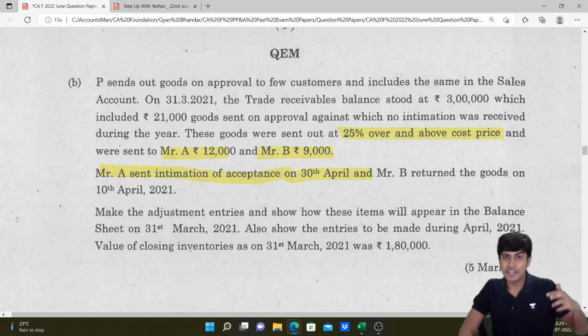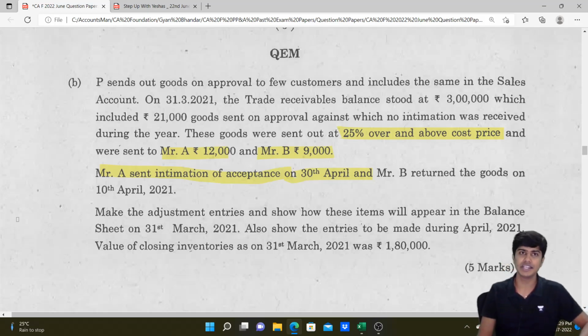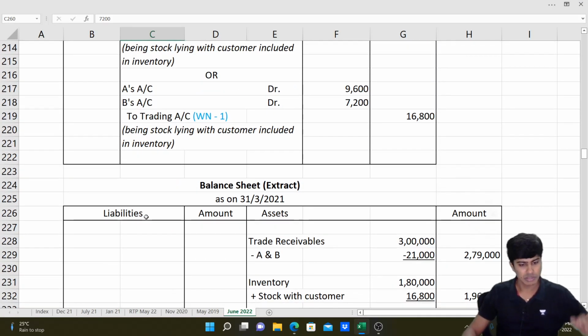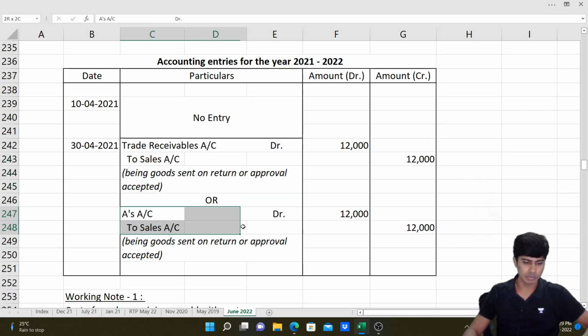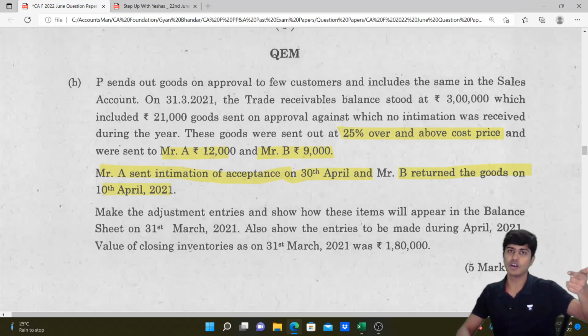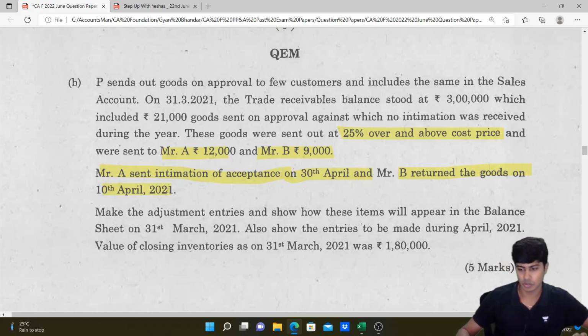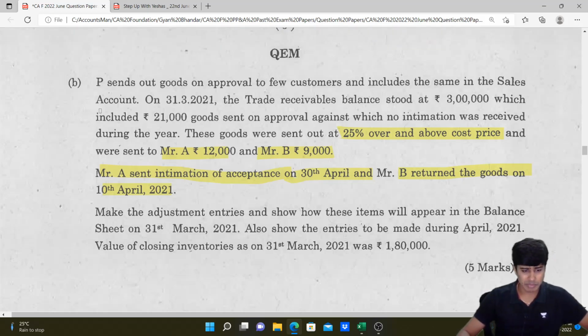So when he accepts, then we have to freshly write the sale entry. You know why? Previously, whatever sale entry we had written, we've reversed it. So right now we need to freshly write a sales entry. Either A account debit to sales or trade receivable account debit to sales. Then Mr. B returned the goods. For returning, there is no separate entry required because we have already reversed the entry. Done. So they asked to make the adjustment entries.